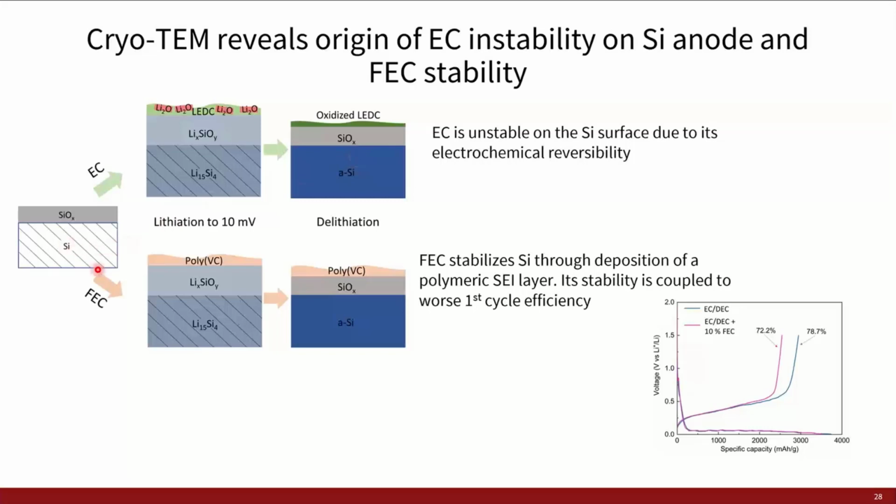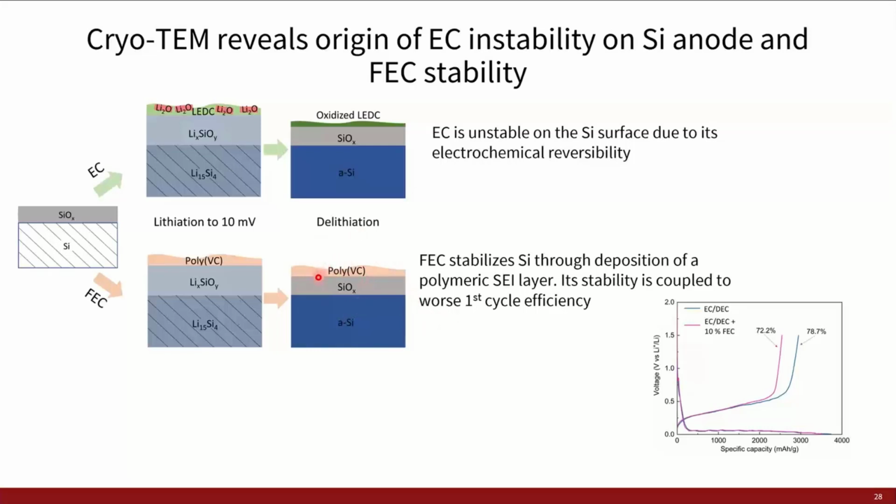With the addition of fluoroethylene carbonate, or FEC, an electrolyte additive commonly thought to be very important for silicon stability, we're going to produce a completely different SEI chemistry. Instead, we're going to rapidly polymerize this FEC molecule into a poly-VC type polymer. And this poly-VC is going to be very stable on the silicon surface and very robust against oxidation. What this does is provide very good passivation and good mechanical properties to the silicon surface.